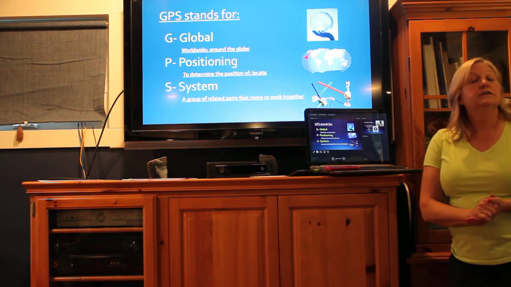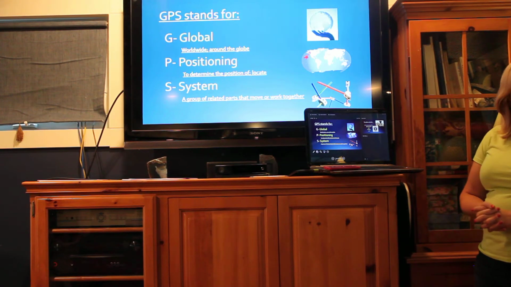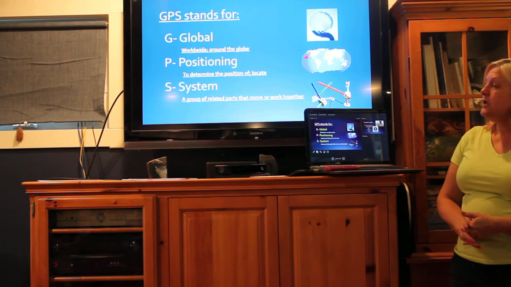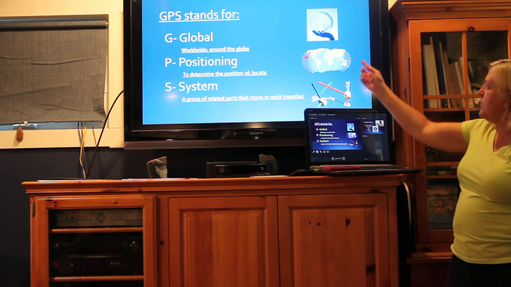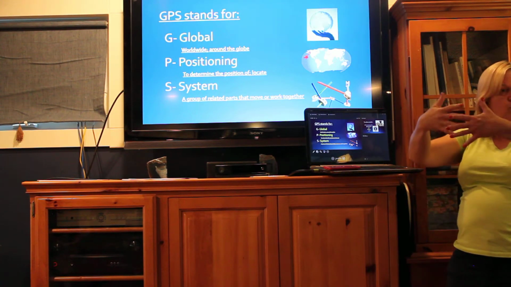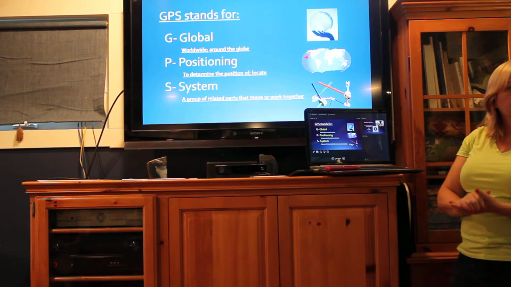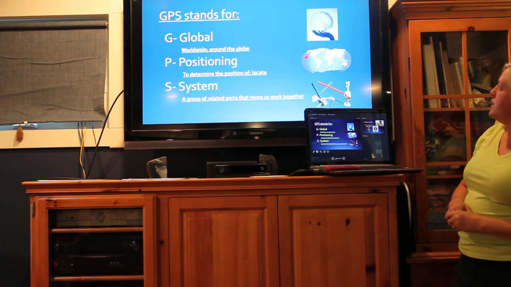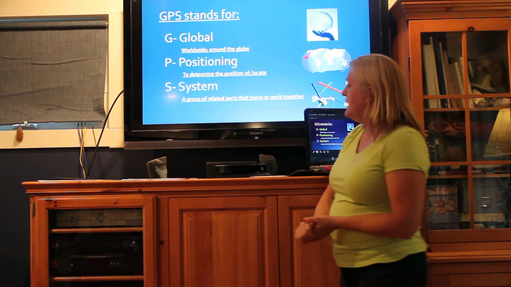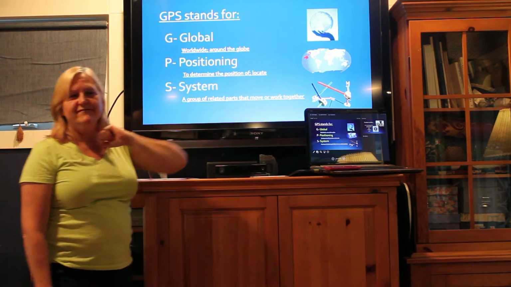Let's find out. GPS. Those letters you're probably familiar with, but what do they stand for? So the G stands for global. What is global? Well, we probably know what a globe is, right? It's the round ball with the map of the world on it that we can look at to get an idea of where countries are located. So the word global means worldwide or around the globe.